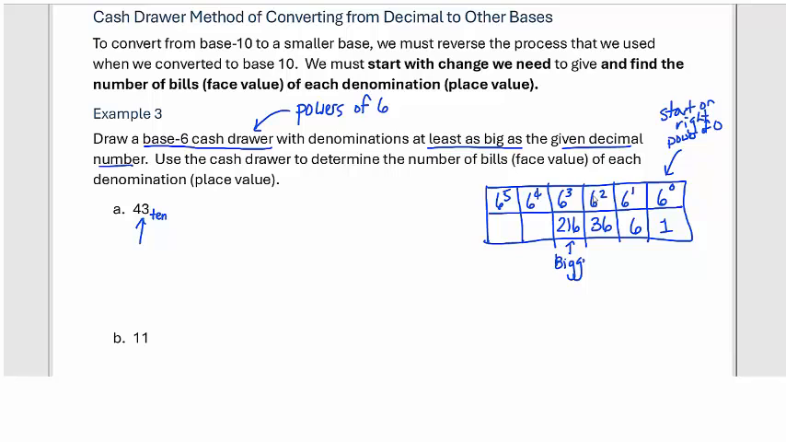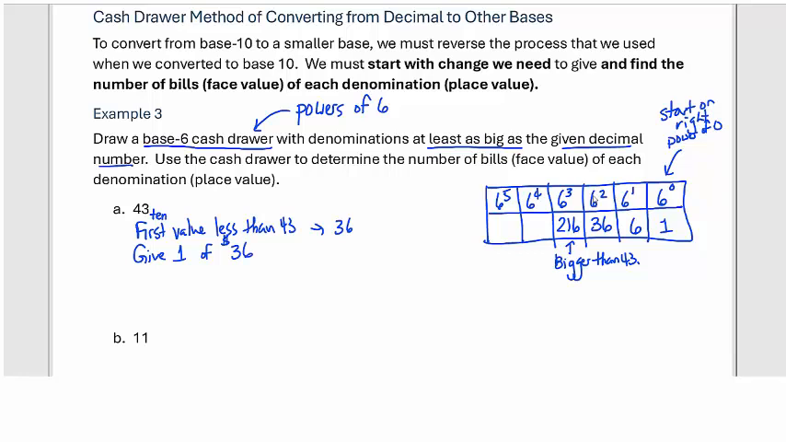What that tells me is that I can use bills smaller than that, the $36 bill, the $6 bill, and the $1 bill, in order to give the change that I need to give. The next thing after you draw your cash drawer is you go to the first value less than 43. So the first value less than 43 is going to be 36. And then you ask yourself, how many $36 bills can we give? So we can give 1 of the $36 bills.